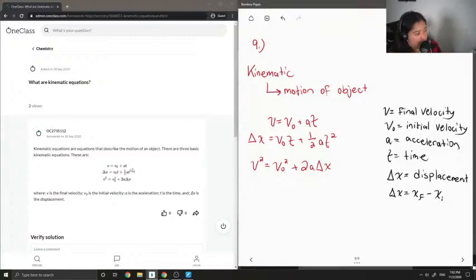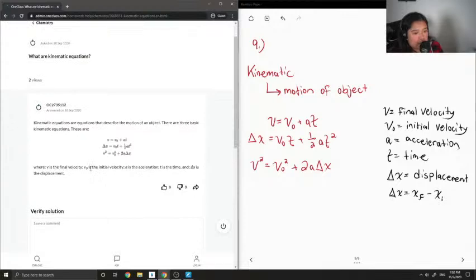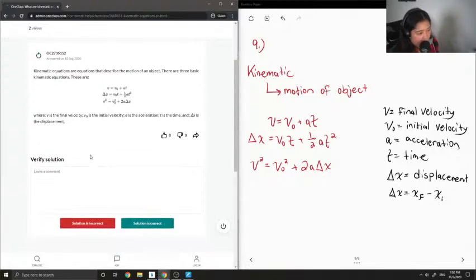Let's see the answer from our junior tutor. Kinematic equations are equations that describe the motion of an object. There are three basic kinematic equations, and then they just give the same three that I have. And then where v is the final velocity, v naught is the initial velocity, a is acceleration, t is time, and delta x is the displacement. This solution is correct.